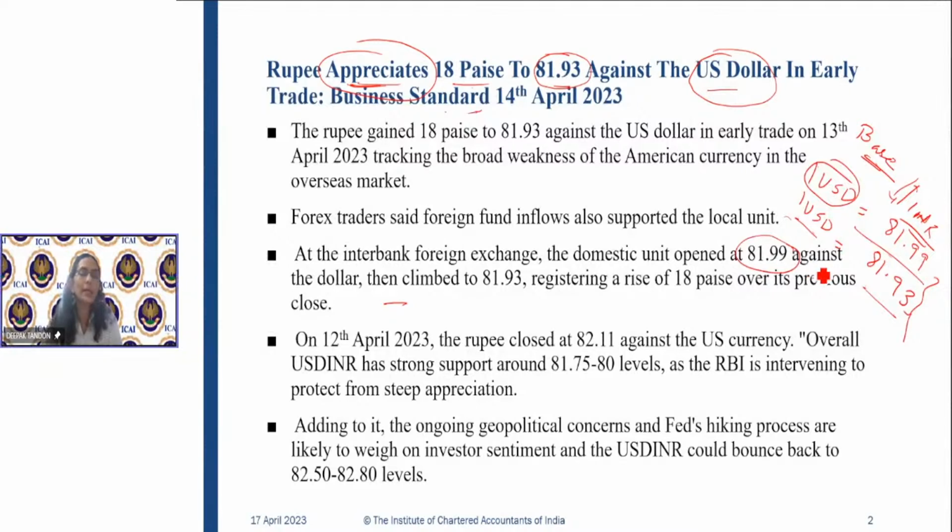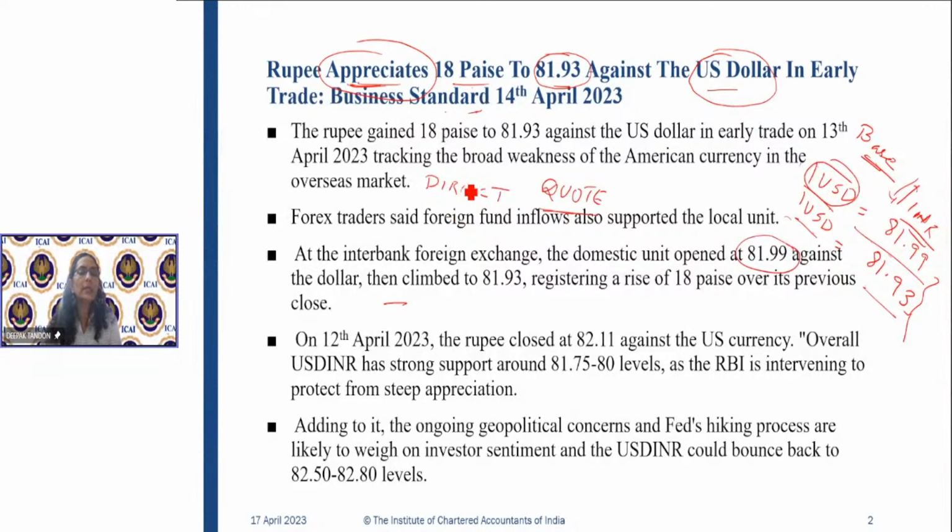What is it known as? Direct quote. Why is it known as direct quote? Because we are taking the foreign currency as the base currency and the home currency as the variable currency. So in India, we follow direct quote. Quote is exchange rate terminology. The quote where you see $1 equal to 81.93, this is an exchange rate quote. So this is known as direct quote.